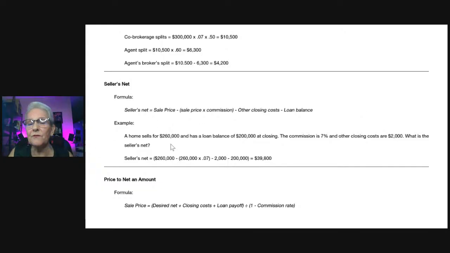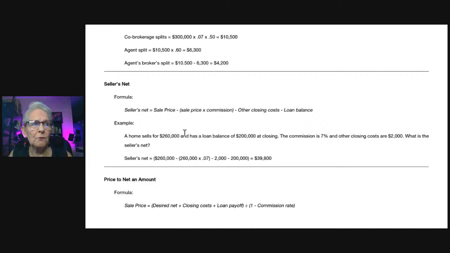Example, a home sells for $260,000 and has a loan balance of $200,000 at closing. The commission is 7% and other closing costs are $2,000. What is the seller's net?